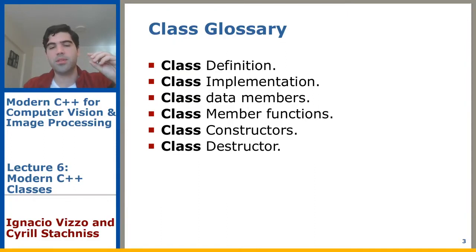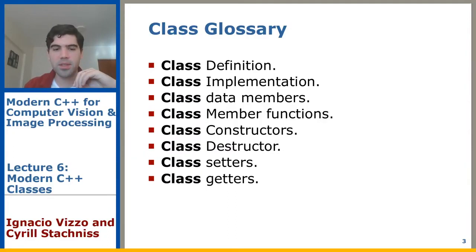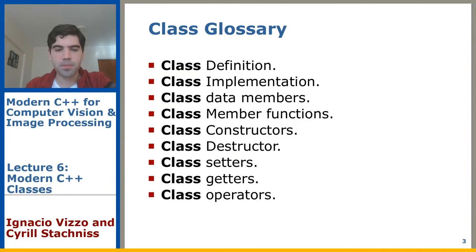There are also class setters that are other types of functions that will change the data members for your given class. Also, we have class getters that are members that will access these member types. For example, if you want to access the data for the images. There are also class operators, like how to work with different members of the class. And there are also static members.